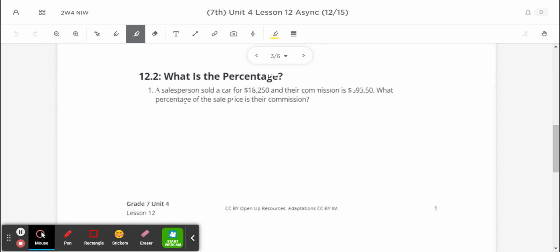Question 1 says, a salesperson sold a car for $18,250, and their commission is $693.50. What percentage of the sales price is their commission?